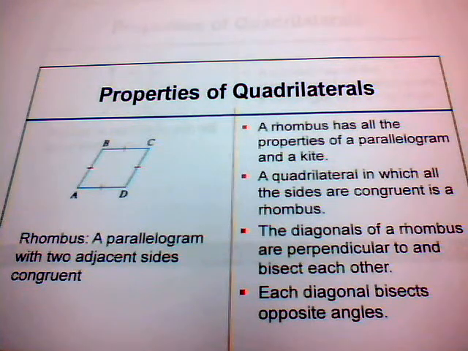And a rhombus has all the properties of a parallelogram and a kite. And a rhombus is a quadrilateral in which all the sides are congruent. And then the diagonals of a rhombus are perpendicular to and bisect each other.